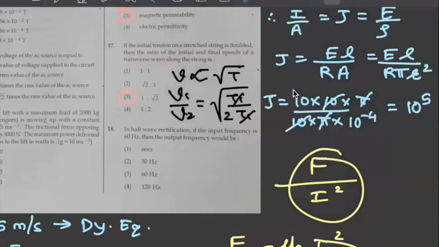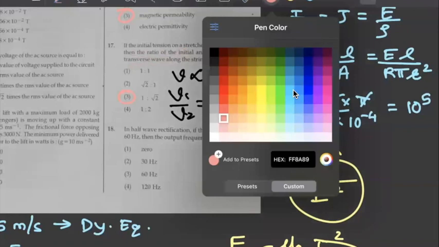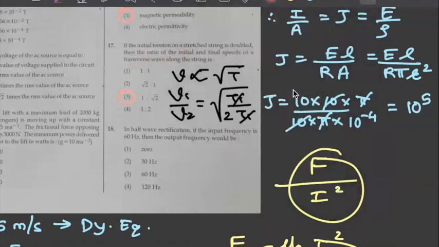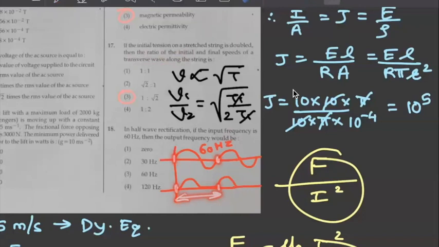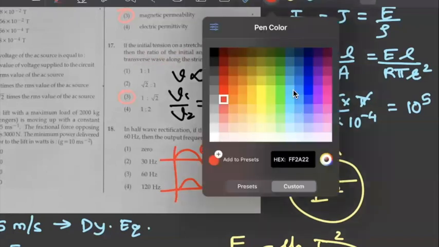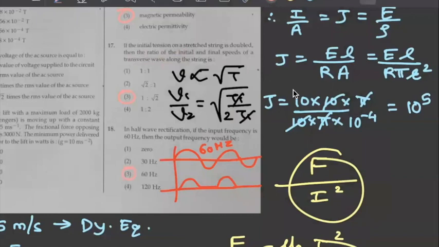Okay, and then the next one: in half wave rectification, if the input frequency is 60, what is the output frequency? This is again a very simple one. The input is this one. The output is half wave rectified, so I have a positive half cycle, then nothing, then again a positive half cycle, then nothing. They are asking what the output frequency is if the input is 60 hertz. Now this waveform is repeating after this much time interval, and the input waveform is also repeating after the exact same time interval. So I should have the same frequency. The answer should be 60 hertz.